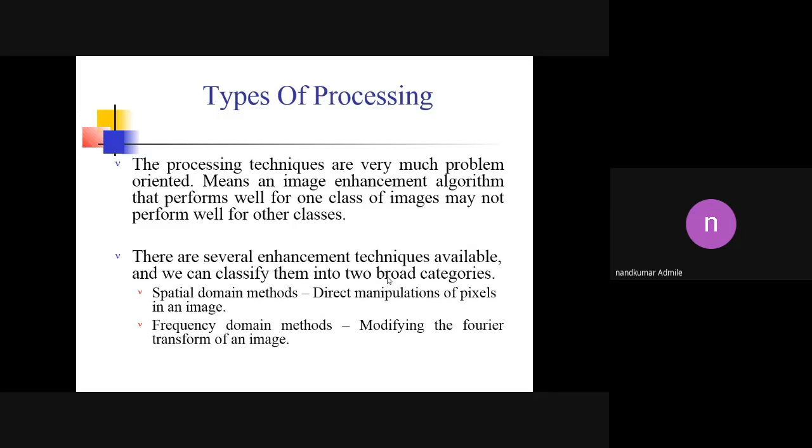Again, in spatial filtering, we study two types of domains: one is the spatial domain and another is the frequency domain. Can anyone tell what the difference is between spatial domain and frequency domain? What do we call the spatial domain and what do we call the frequency domain? No one?